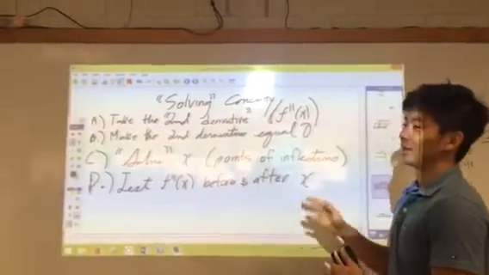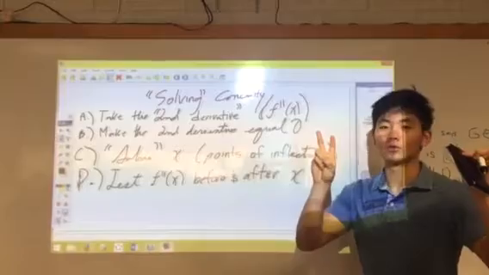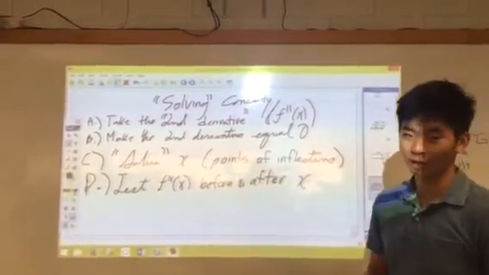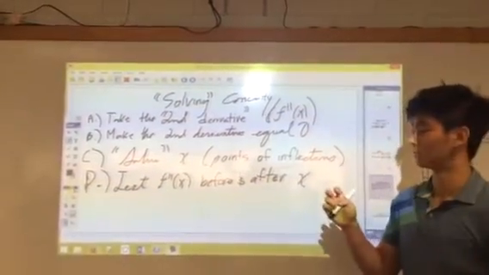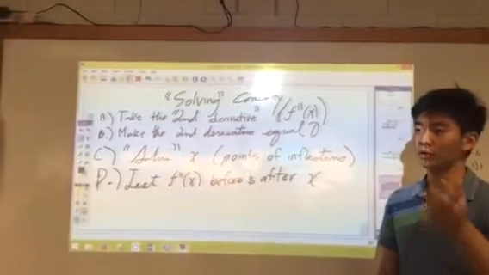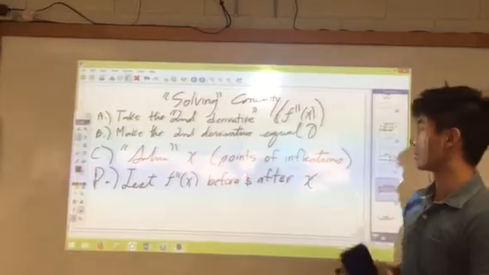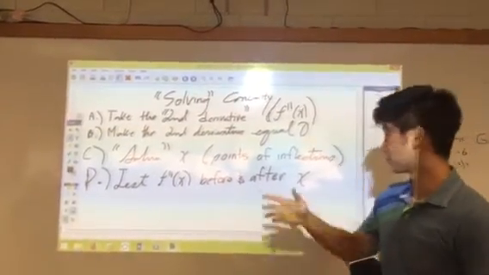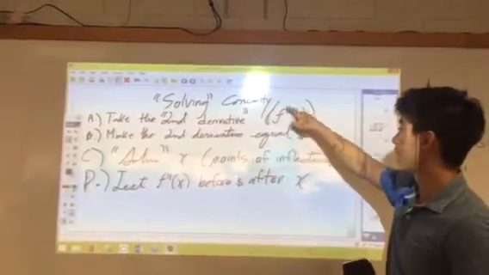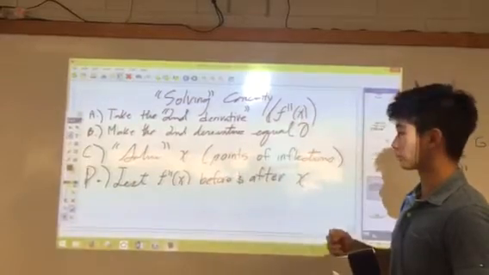Okay, now how to quote-unquote solve concavity. To solve concavity, you have to take the second derivative, meaning that after taking the first derivative, you have to take the derivative of the first derivative, also known as the second derivative. The second derivative is also denoted as f double prime of x.